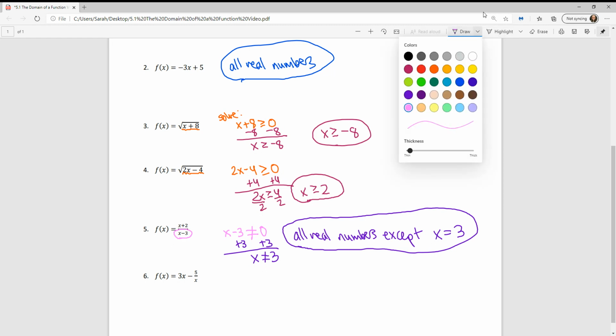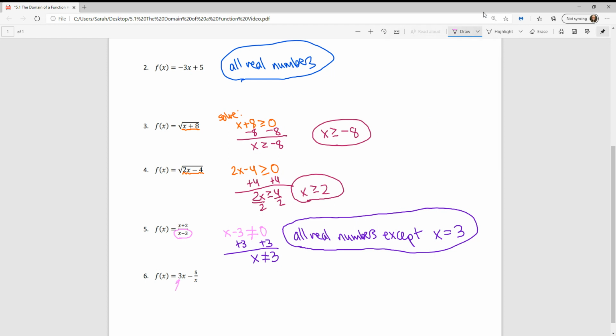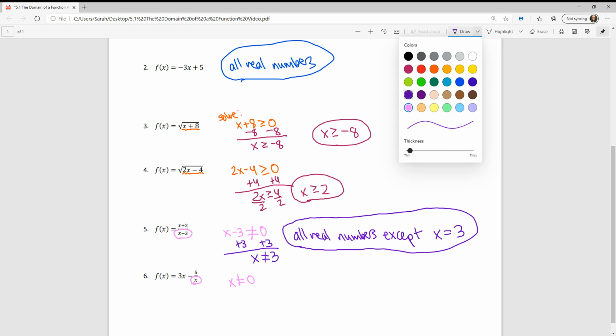Let's try one more. This 3x part doesn't have a fraction in it, not a big deal. If my function was just f of x equals 3x, it would be all real numbers. The part I have to watch out for is the fraction part, 5 divided by x. The denominator cannot equal 0, so I need to say x cannot equal 0. I cannot solve it any further, so the only value that makes this function not work is 0.